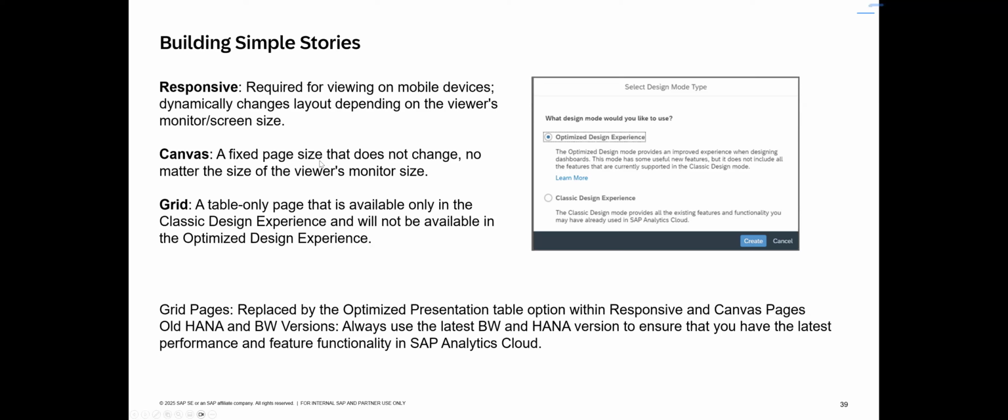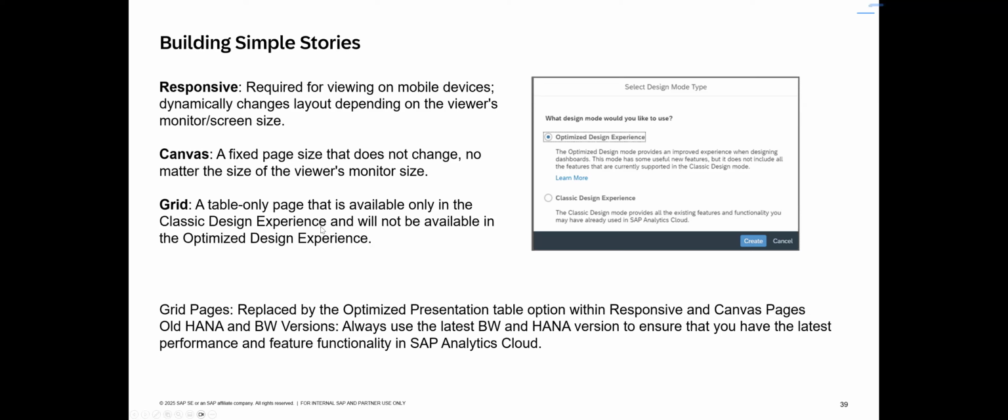Canvas has a more fixed page size. It is majorly used for financial reporting, where you want to have some pixel perfect formats. But again, if you view it on a mobile or an iPad, the layout will not change and it will not be visible properly. Grid is something which is only used for tables, but now recently we have something called optimized presentation mode, and in that we are not using grid, and in fact you get the table option in responsive.